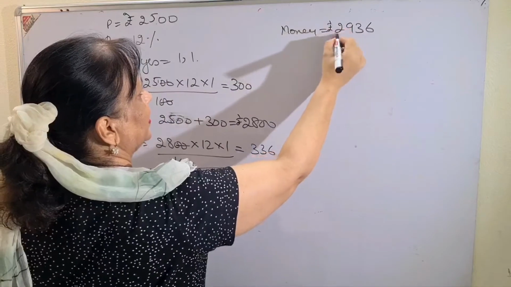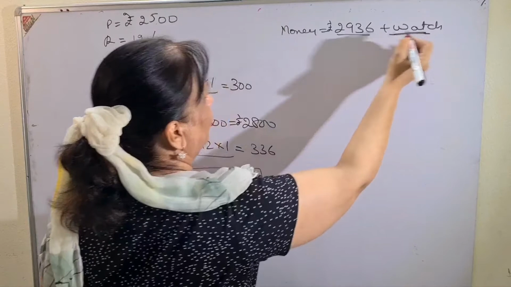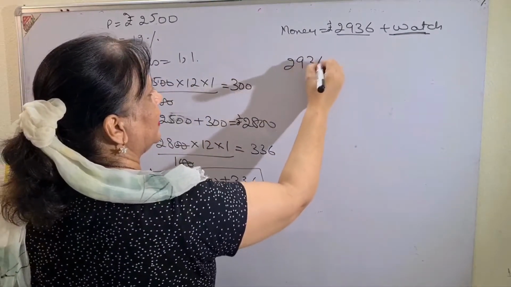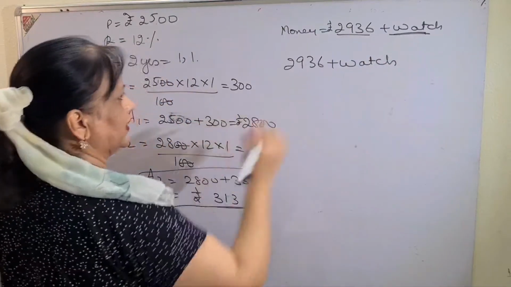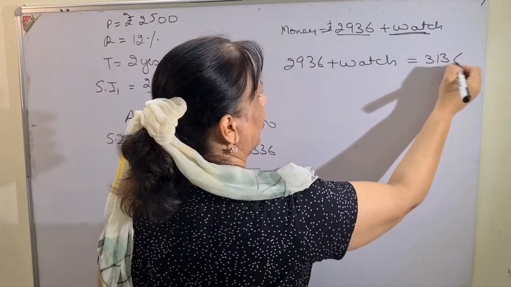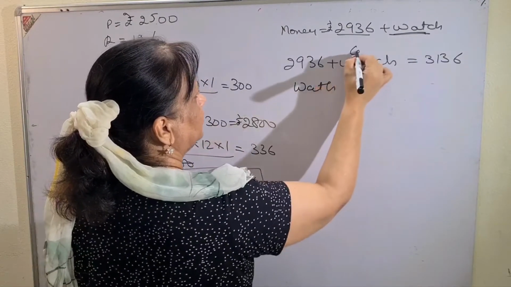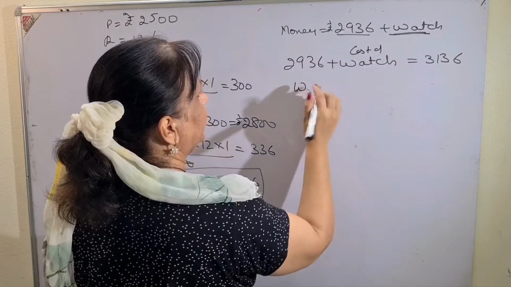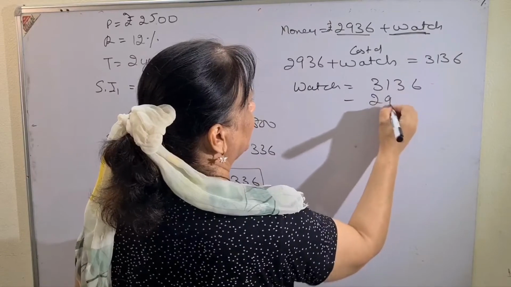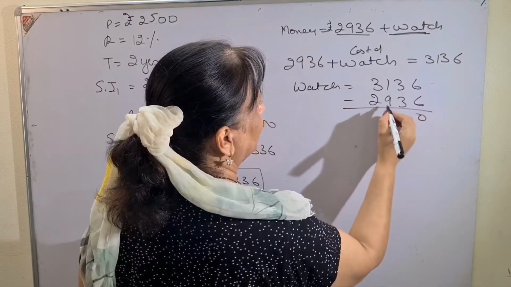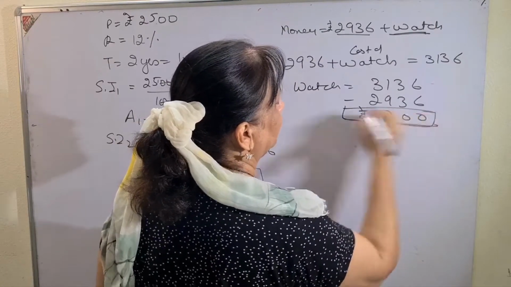He decides to give this much money plus a watch. I have to calculate the value of the watch. In fact, 2936 plus watch, the amount after 2 years, is equal to 3136. So you have to calculate the value of the watch, and it is very clear. Cost of the watch will be equal to 3136 minus 2936. 6 minus 6, 0, 3 minus 3, 0, 11 minus 9, 2. So rupees 200 is the cost of the watch.